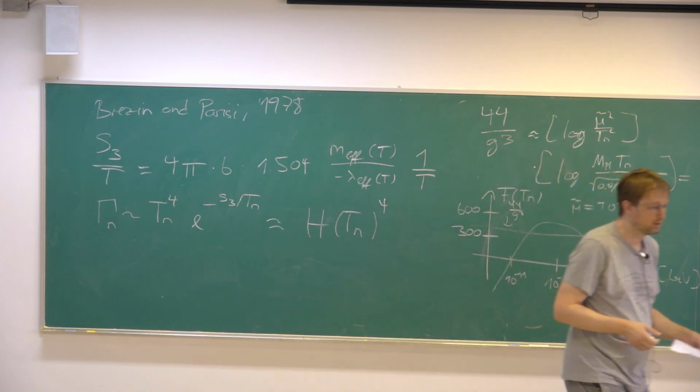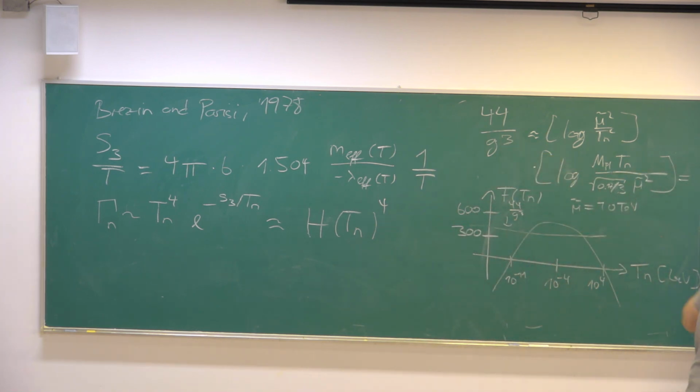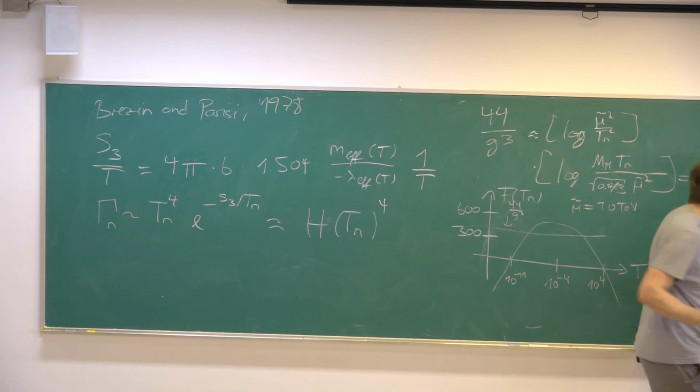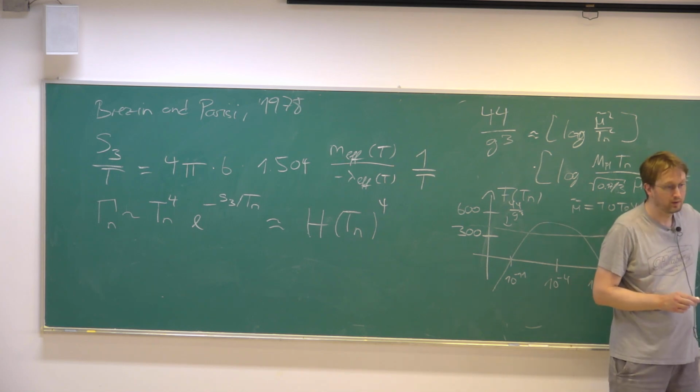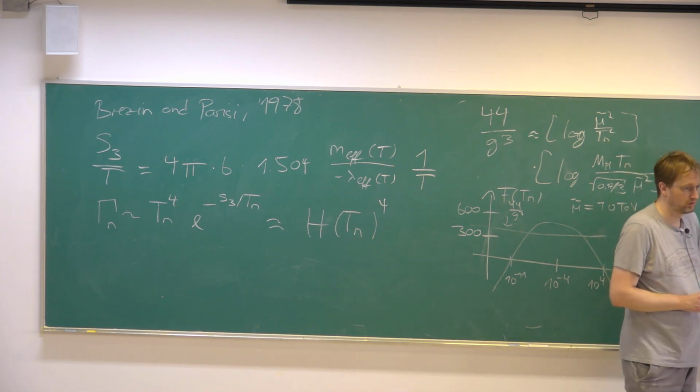How do you see that alpha is large here? Alpha is large, I mean that's straightforward, right? Because it's delta rho over rho radiation, and this is of order Tn to the fourth, right? So if Tn becomes very small, this blows up.